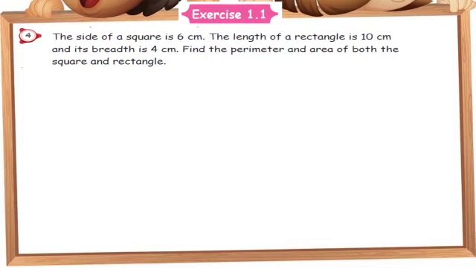Fourth sum: the side of a square is 6 centimeter. The length of the rectangle is 10 centimeter and its breadth is 4 centimeter. Find the perimeter and area of both the square and rectangle. So here we need to do more tasks. Listen carefully. What is asked here? Square and also rectangle, for that perimeter and also area. For the square we need to find the perimeter and area, and for the rectangle also the perimeter and area. So it's the task for us.